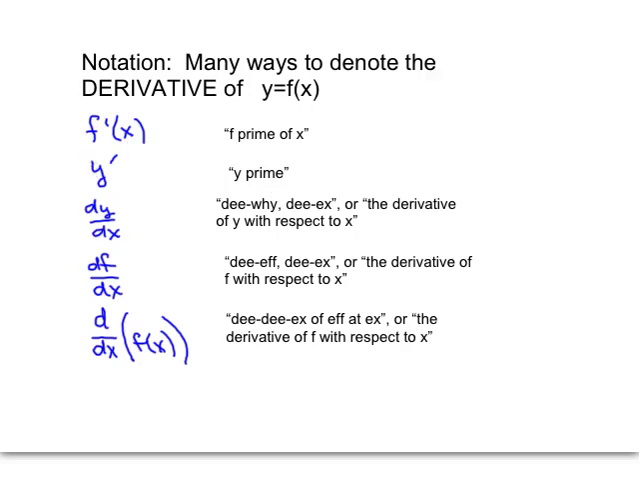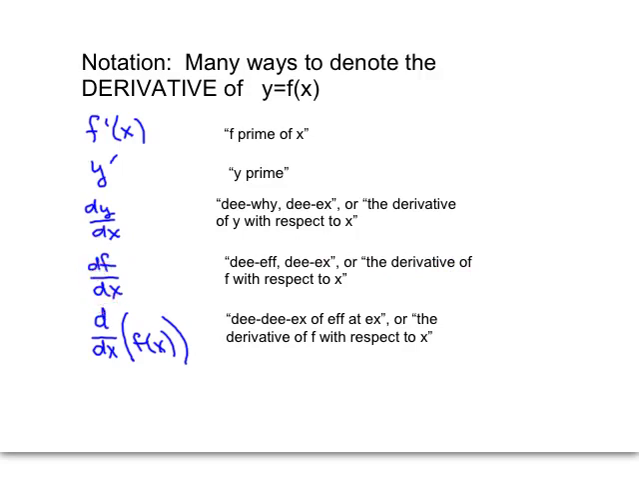Here are the silly ones. This means the derivative of y. It's pronounced dy dx, or the derivative of y with respect to x. With respect to x means that x is the independent variable and y is the dependent variable. So that, again, this is pronounced dy dx. This would be pronounced df dx, or the derivative of f with respect to x.